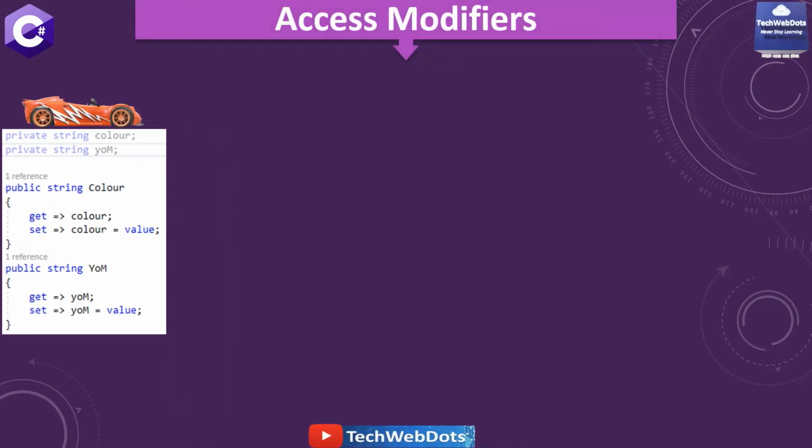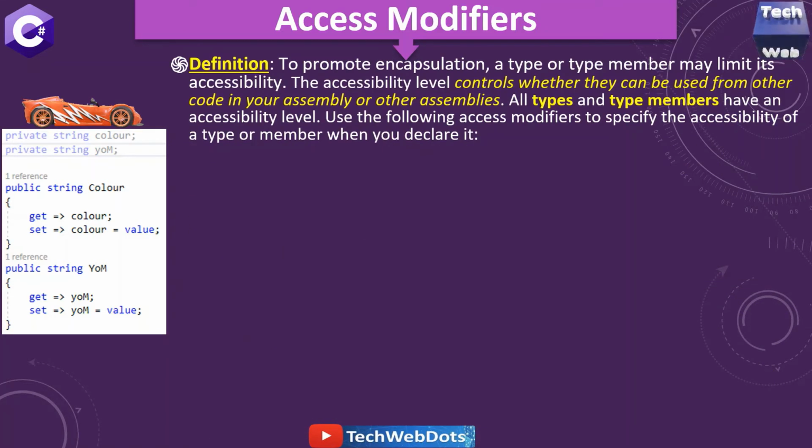Now another important part is access modifiers. This is a very important part. So according to the definition, to promote encapsulation, so don't worry if encapsulation is not clear, I will discuss it in my upcoming session, so stay tuned for that and don't forget to subscribe.